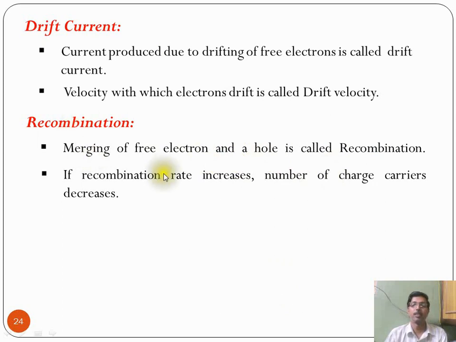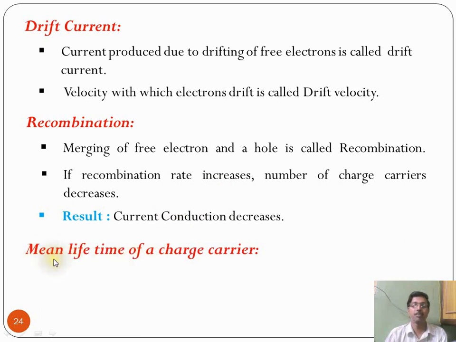decreases. Whenever the recombination rate increases, meaning electrons combine with holes, both cancel each other, so the number of charge carriers present in that material decreases. So note this: if the recombination rate increases, the number of charge carriers decreases. If the number of charge carriers in a material decreases, then the current conduction in that material also decreases.